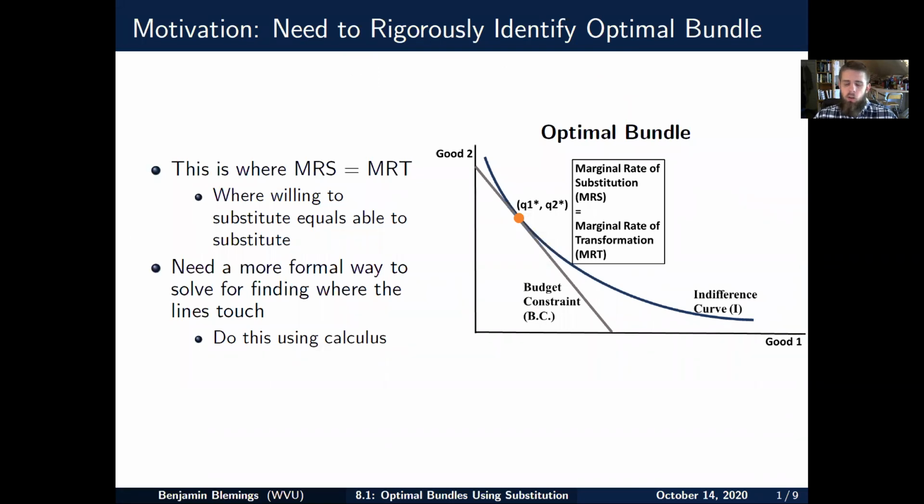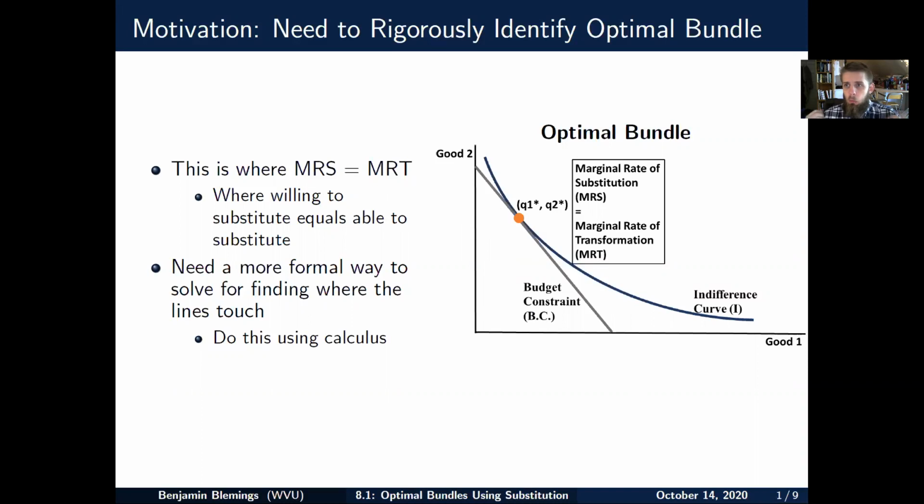What we're doing now is, I've shown you where the optimal bundle is. It's this tangent point on the indifference curve and the budget constraint, where the slope of the indifference curve, the marginal rate of substitution, equals the marginal rate of transformation, which is the slope of the budget curve. So you can see that in here. And what that means is your willingness to substitute for an additional good equals your ability to trade off for another good.